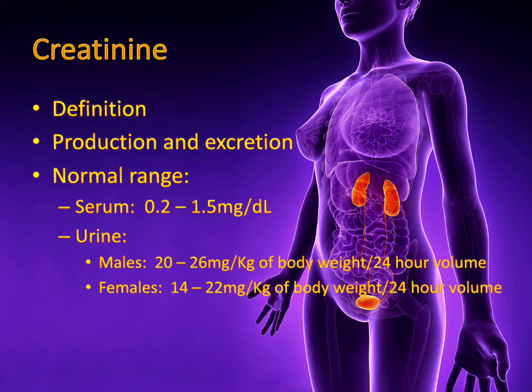23 times 82 equals 1886 milligrams per 24-hour volume. 1,886 milligrams divided by 12 deciliters equals 157.2 milligrams per deciliter.